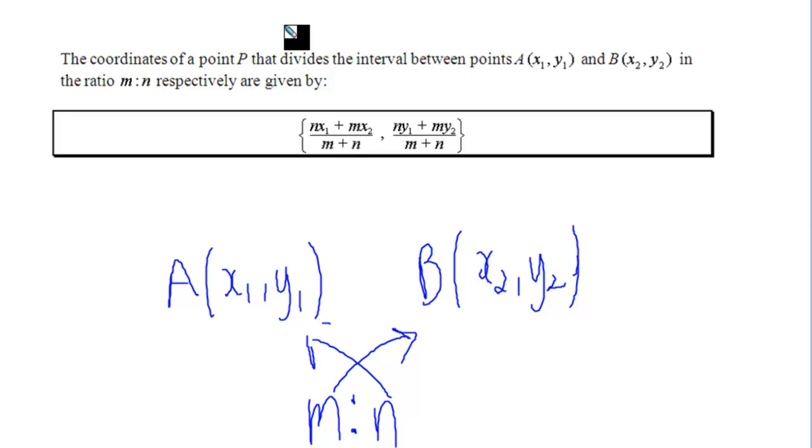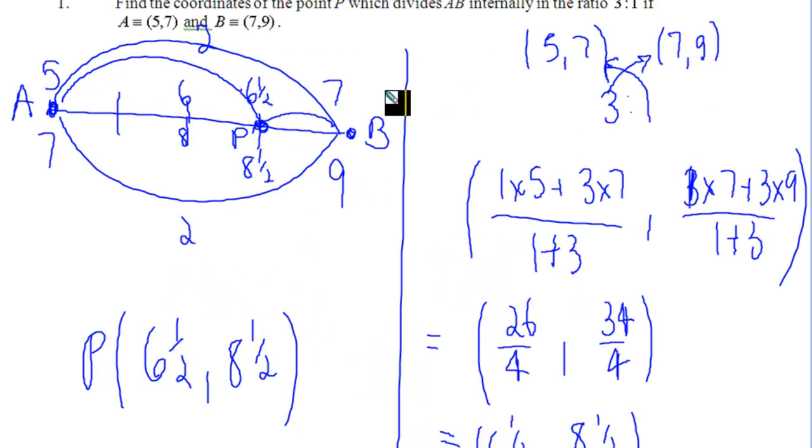So let's have a look at some questions and how we do this. Firstly, if we've got a point P dividing AB in the ratio of 3 to 1, that means the ratio of AP to PB is 3 to 1.